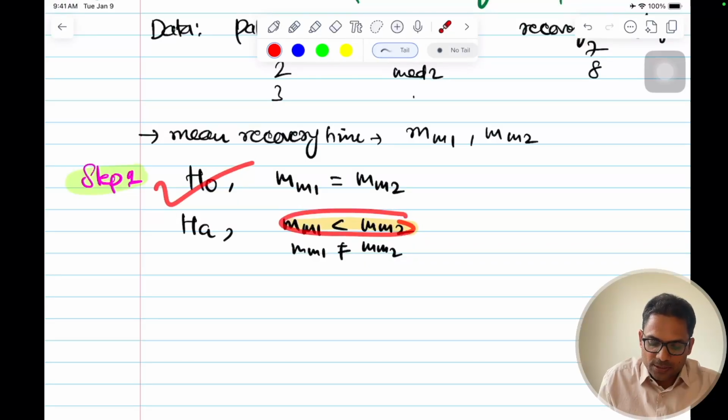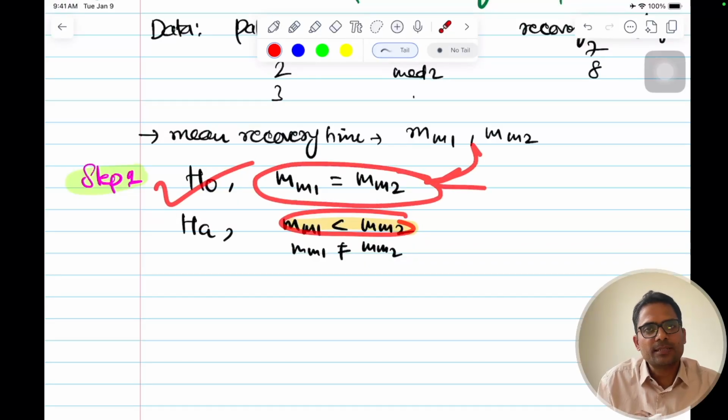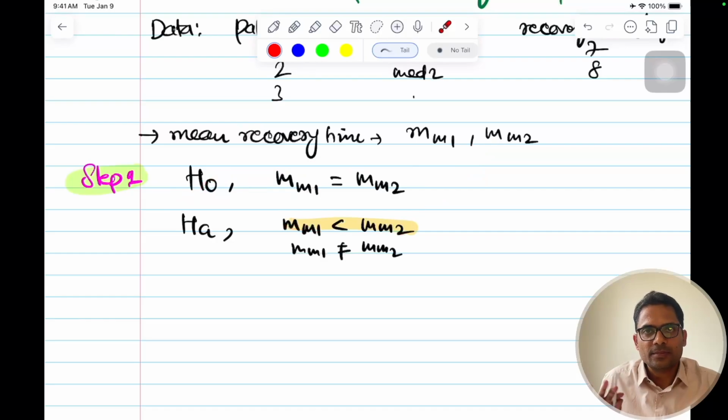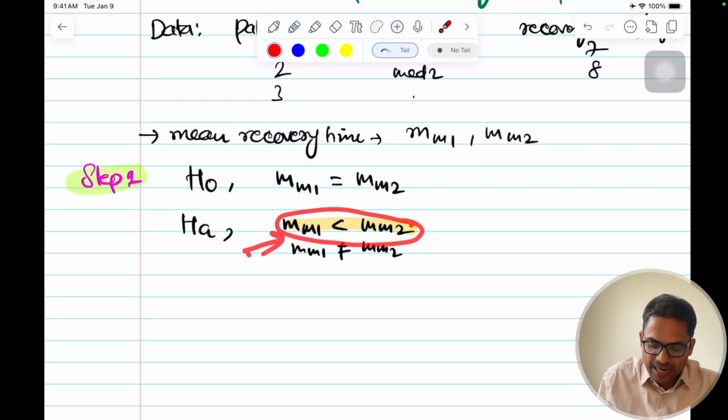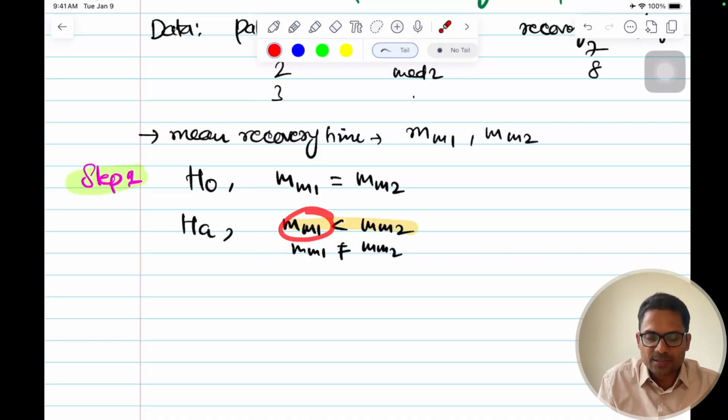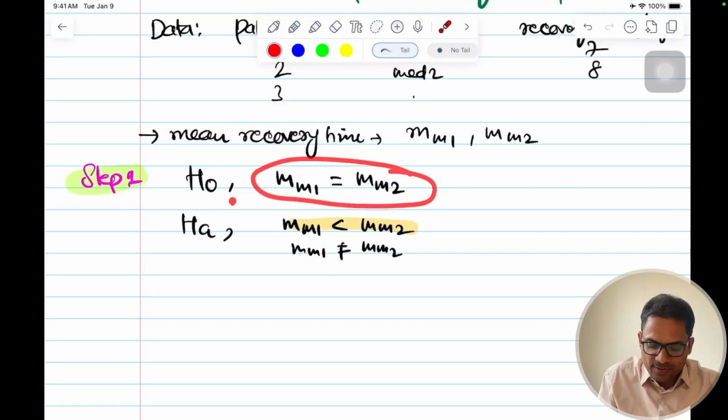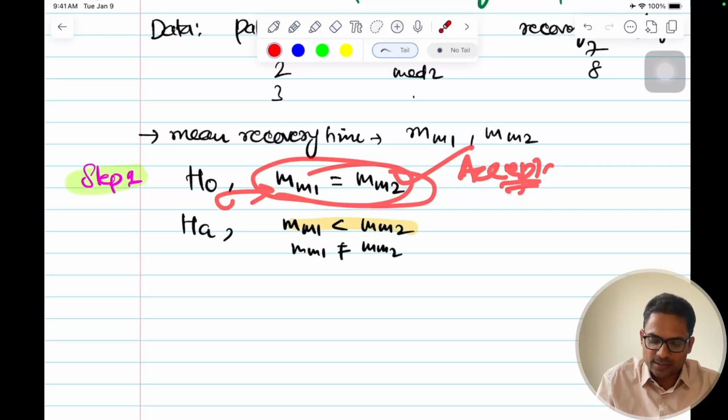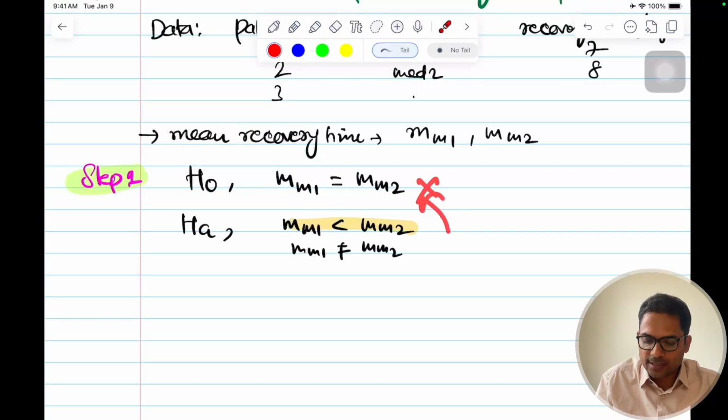Okay, so my null hypothesis is that both the medicines are the same, nothing has changed, everything is equal. And my alternate hypothesis is that no, the mean recovery time of medicine 1 is less than the mean recovery time of medicine 2. Means medicine 1 is better. This is my alternate hypothesis. So we'll go and verify this. If it is valid, we'll accept it. Or else if we don't find this is true, then we reject it, and automatically this will become true. So this is my alternate hypothesis for this case.